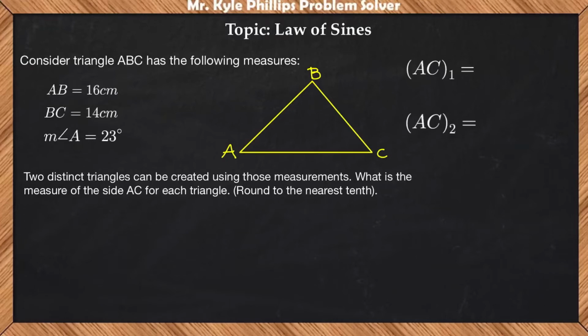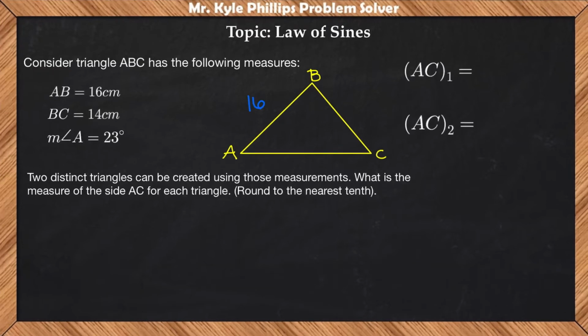All right, so in this video, they tell us that two distinct triangles can be created with these following values. They want the measure of side AC for each triangle. So here, I'm looking for this bottom leg. They tell us that AB is 16, BC is 14, and the measure of angle A is 23 degrees.